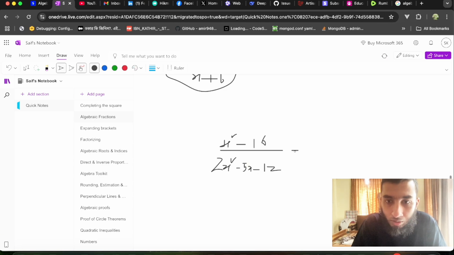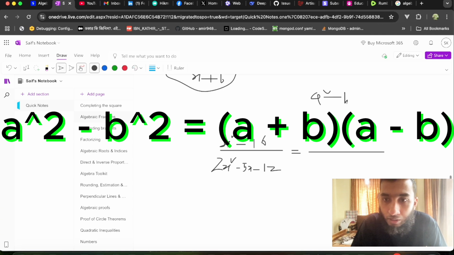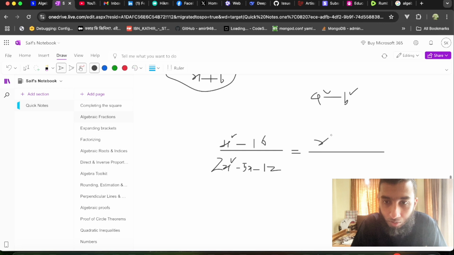For the numerator, x square minus 16, I can use the formula a square minus b square, which is a plus b into a minus b. So I can write x plus 4 multiplied by x minus 4, since x square minus 4 square gives x plus 4 into x minus 4.